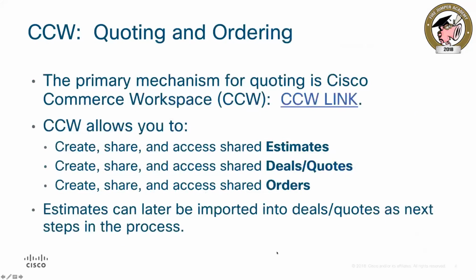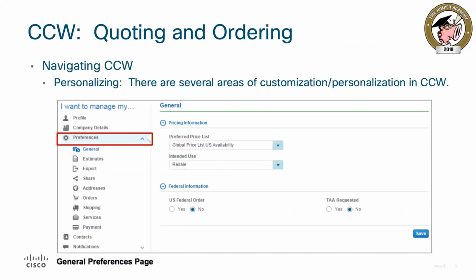So CCW, again, is the primary mechanism we use for creating estimates, deals, quotes, and orders. It'll allow you to create them, share them, and then access those that have been created by other people as well from within CCW. And what we'll do now is jump into actual CCW.